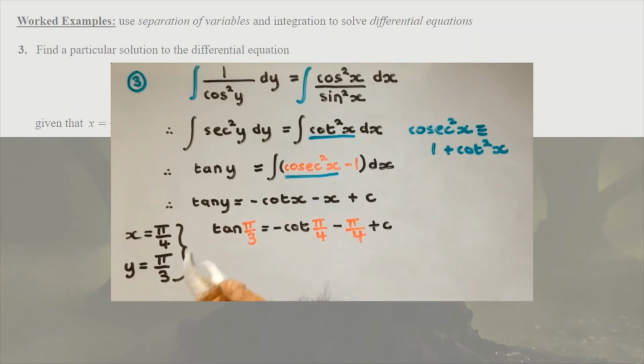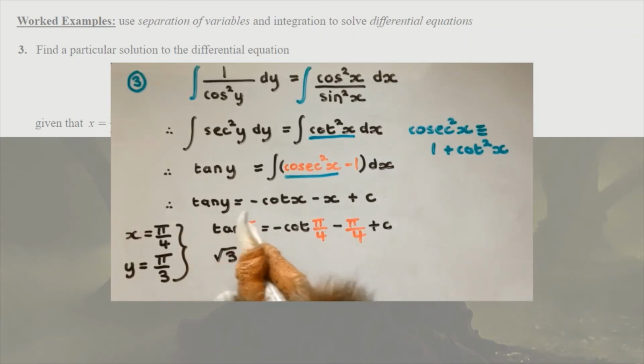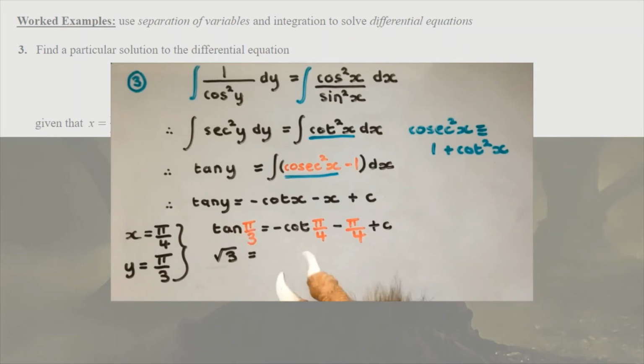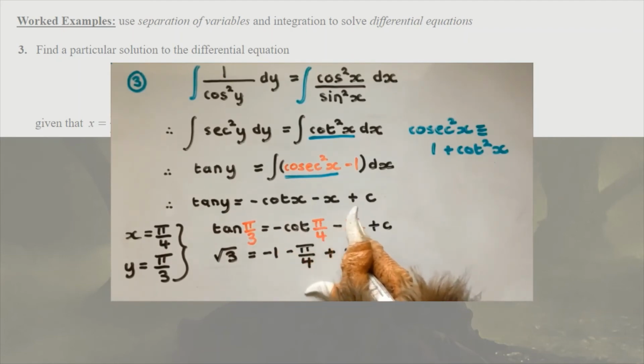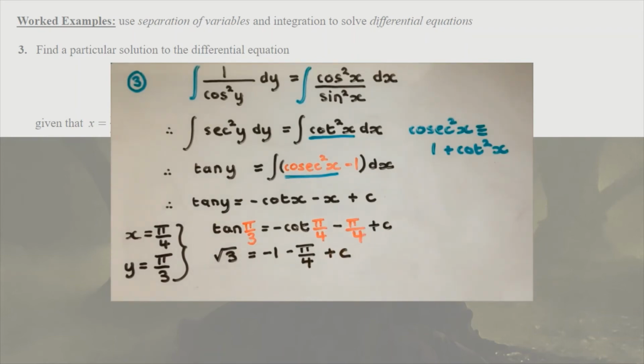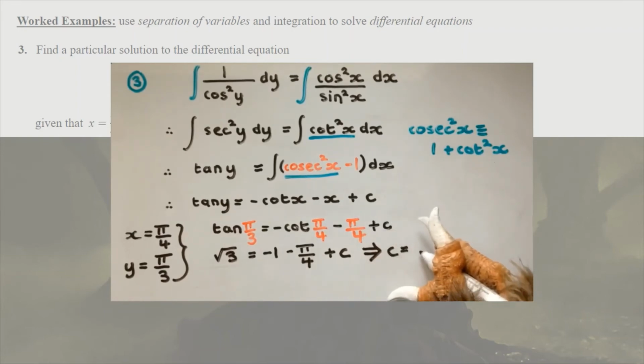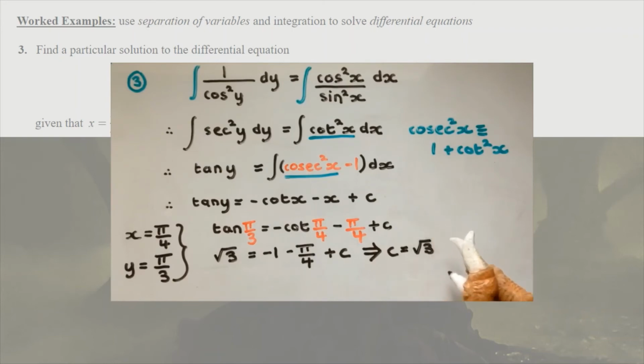Just write that in. So root 3 is going to equal, now the cotangent of pi over 4, that's the reciprocal of tan of pi over 4, which is a nice one. That's just 1, so obviously the reciprocal of that is 1 also, and then the minus sign makes it negative. So this is negative 1, and then subtract pi over 4, and then add c. So this means that my constant, I'll just put an implies here, c is going to equal the square root of 3 plus 1 and then plus pi over 4.